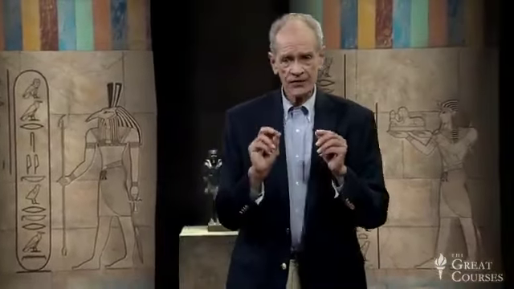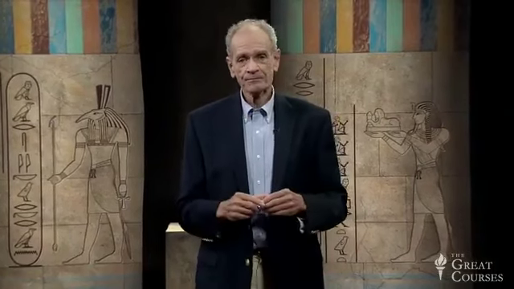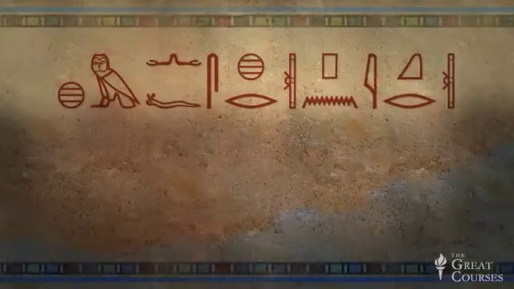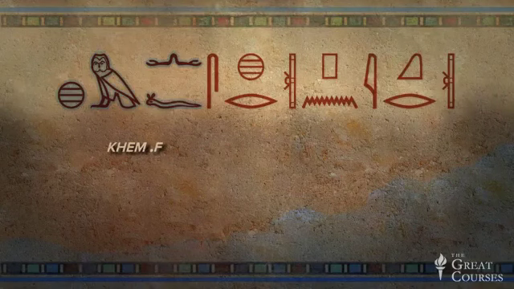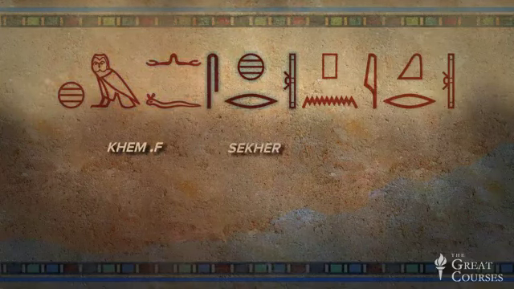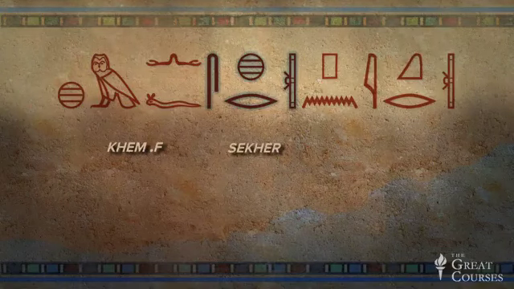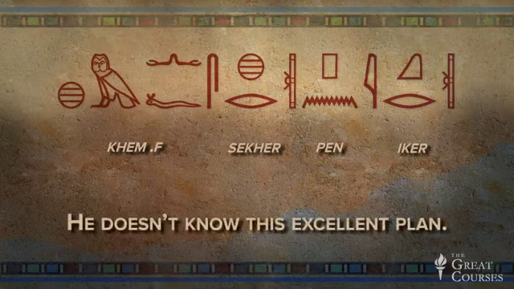We next had two sentences to translate from hieroglyphs to English. Let's do the first one. Well, our verb is not to know, chem. Next, we have a suffix pronoun viper, so it's he doesn't know. What doesn't he know? Well, our next word is secher, plan. And it has two adjectives after it, this and iker, excellent. So he doesn't know this excellent plan.